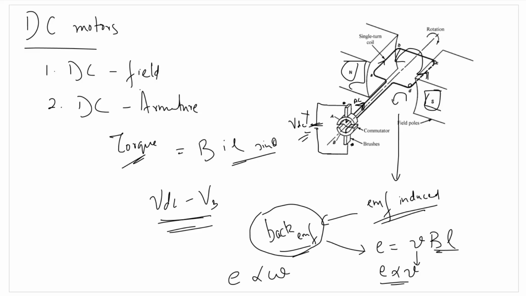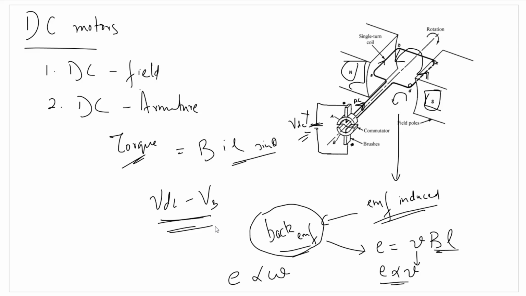So this is the principle of DC motor. We energize the field winding, we energize the armature winding. A current carrying conductor in a magnetic field will experience a torque given by the equation BIL sine theta. Now, since a conductor is rotating in a magnetic field, an EMF will be induced in these conductors. This EMF induced will be opposing the cause of its generation, that is VDC in this case. So, the net voltage available across the armature conductors will be VDC minus VB.